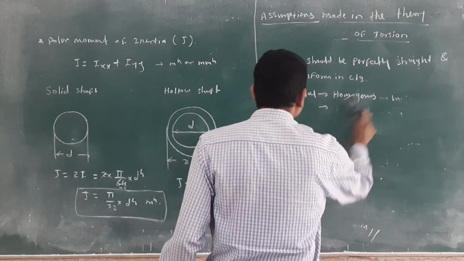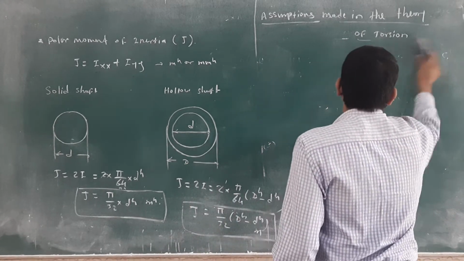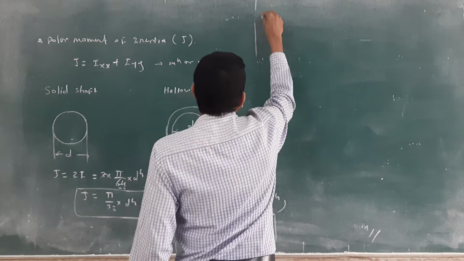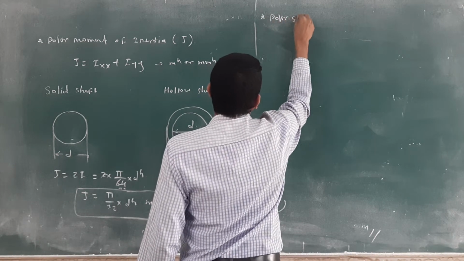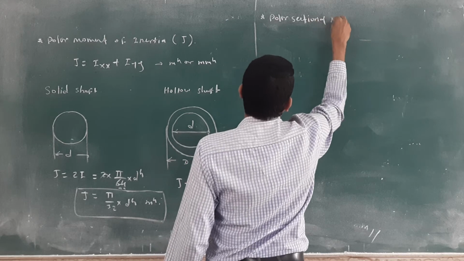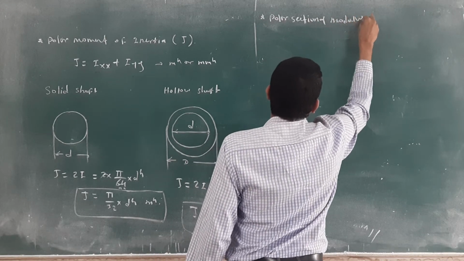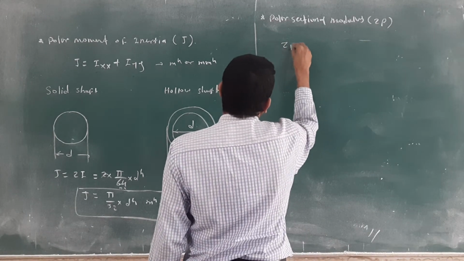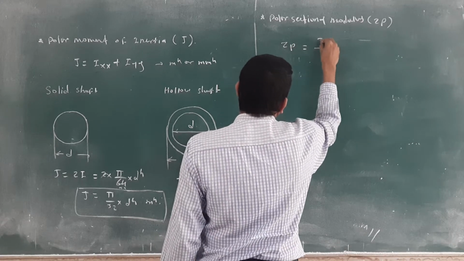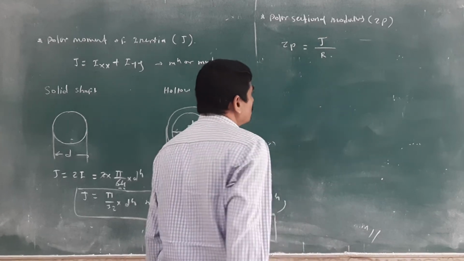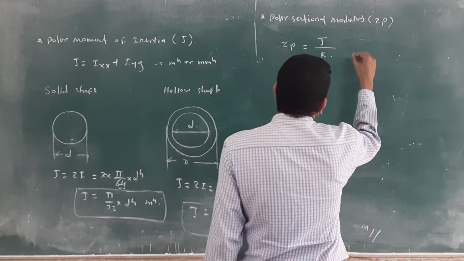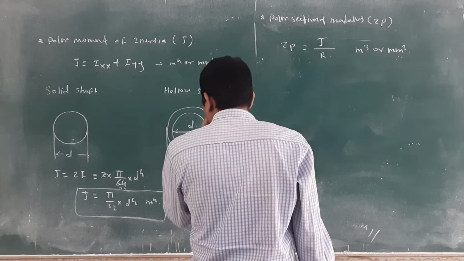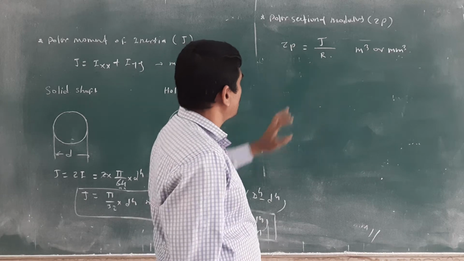It is denoted by what? ZP. We have seen the polar sectional modulus. It is denoted by the ZP. Polar sectional modulus. It is denoted by the ZP. And what is the ZP equal to? ZP is equal to the ratio of polar moment of inertia to the radius of that shaft. Okay, and what is the unit? Unit is meter cube or mm cube. ZP is equal to J by R.